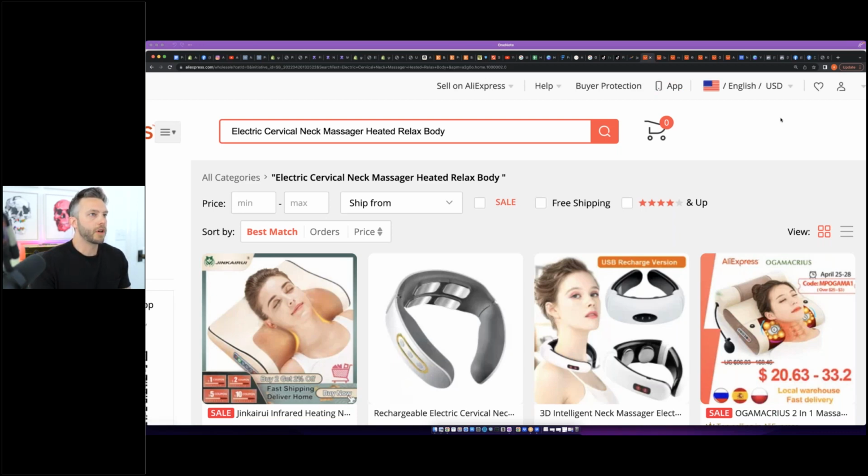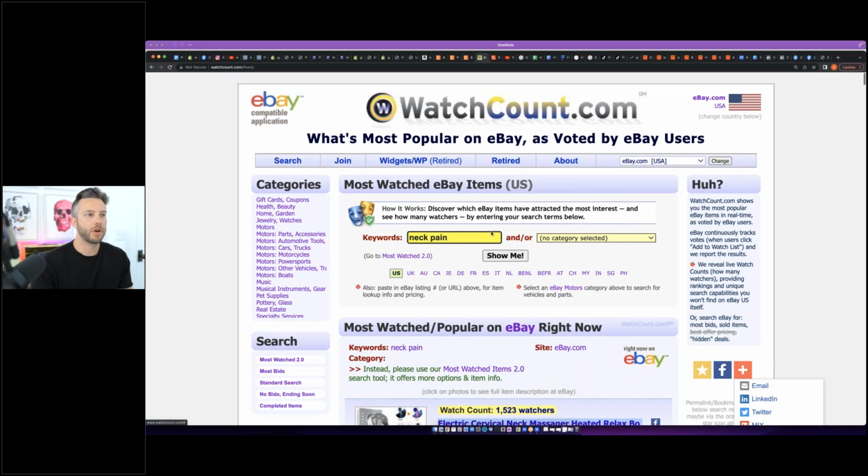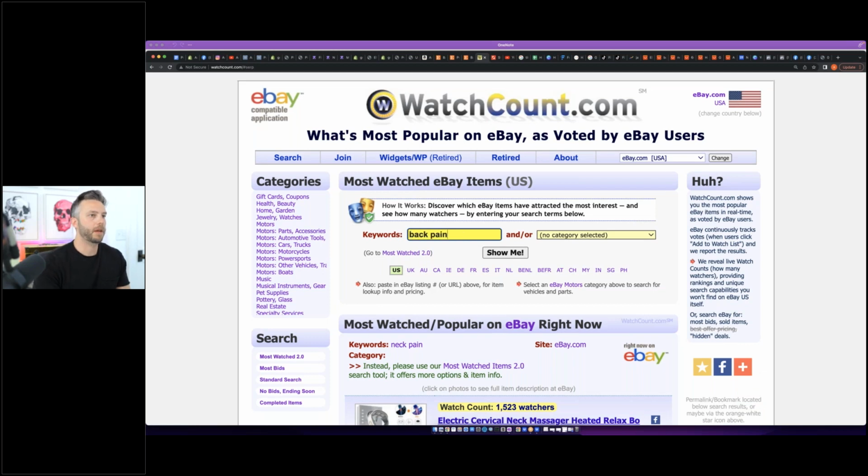Again, you can also go over to TikTok. I love going to TikTok and searching for different gadgets and whatnot that are being advertised there. I'm not logged in to TikTok, so I can't show you, and I don't know my password off the top of my head. But if you go type in neck pain or back pain there, then you'll find some different things. Again, over here, Watch Count, you might want to try out like back pain.